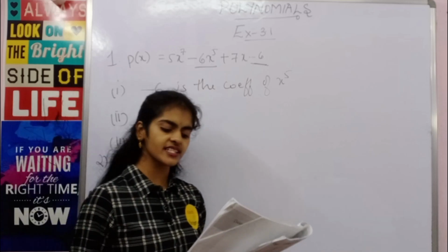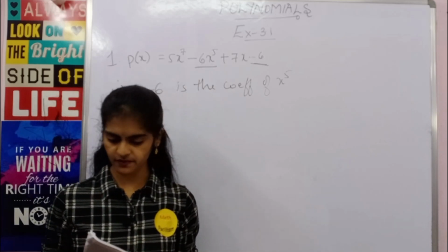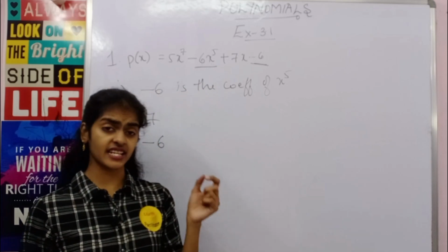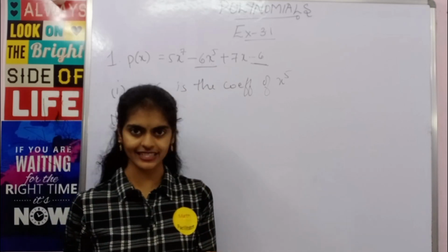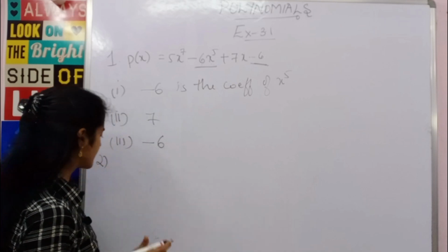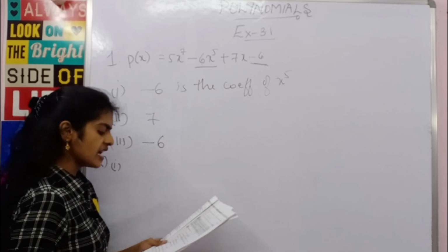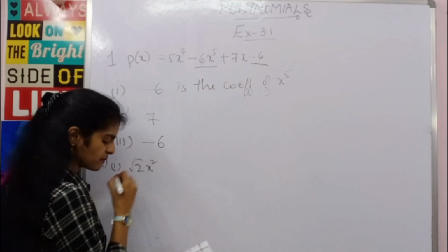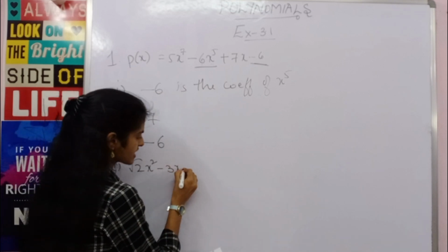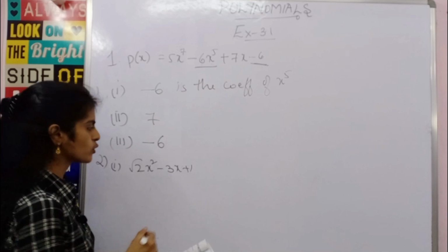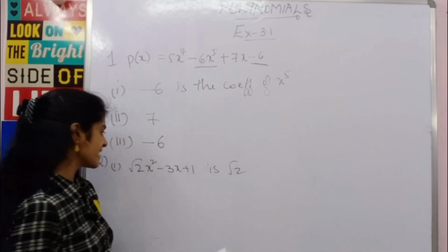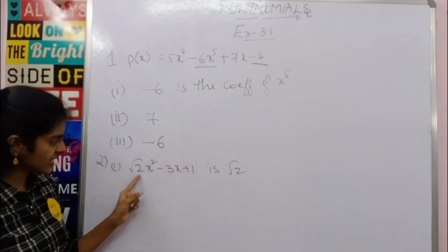State which of the following statements are true or false, and give reasons for your choice. So if you say true, then you have to give a reason also. The first bit: the degree of the polynomial root 2x square minus 3x plus 1 is root 2. So they are saying that the degree of this polynomial is root 2.